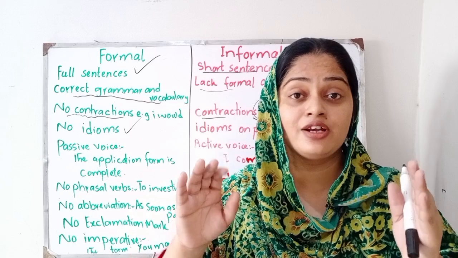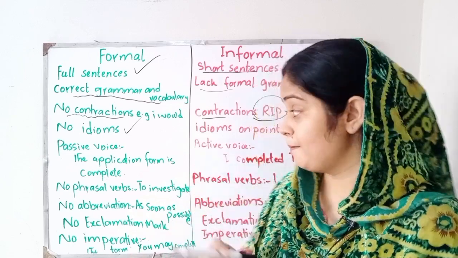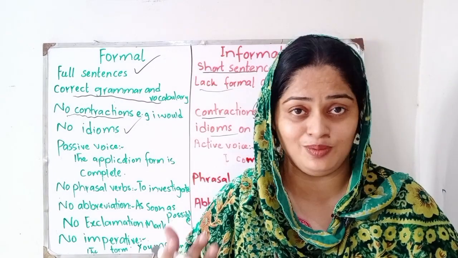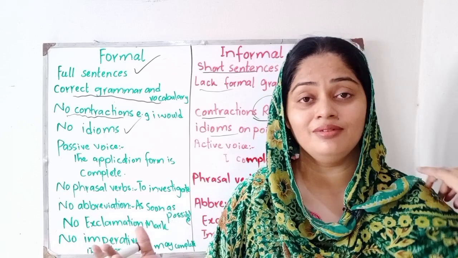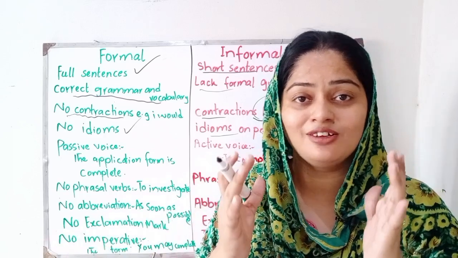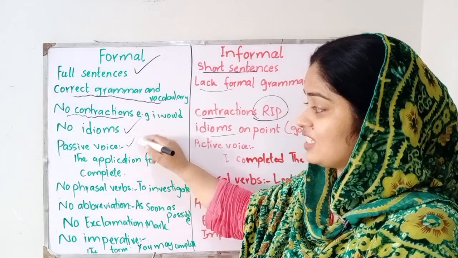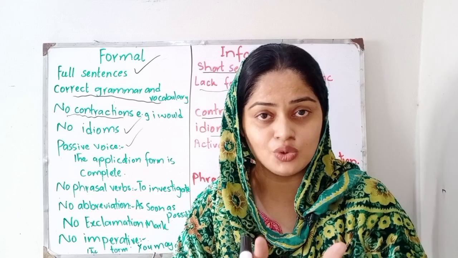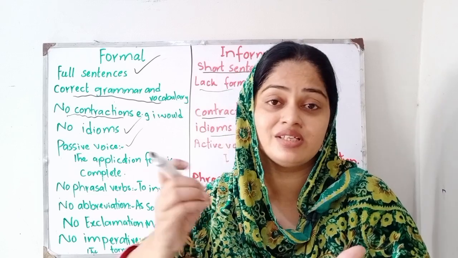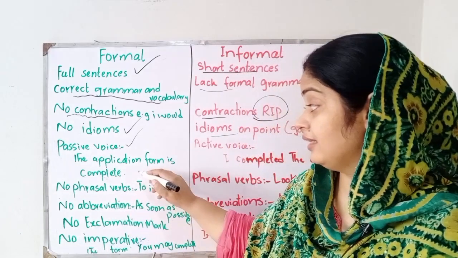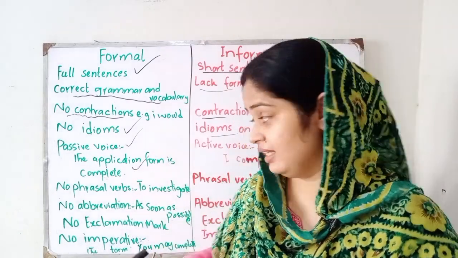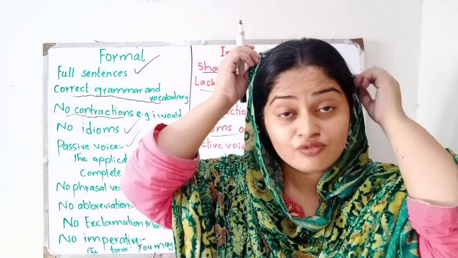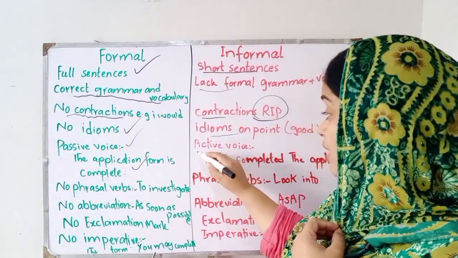Next, no idioms. No idioms are used in formal English, but in informal English you are free to use idioms like on point. It means good. You can use any idiom in your informal conversation. Next point is passive voice. Formal English always puts more emphasis on passive voice. For example, the application form is completed. This is passive voice. Whereas in informal English, you are supposed to use active voice.